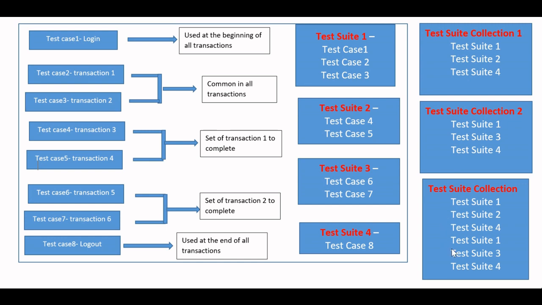You can also create one common test suite collection instead of these two collections by using the same test suite again. For example, here test suite collection contains test suite 1, test suite 2, test suite 4. Again, we have taken test suite 1, test suite 3 and test suite 4. So this will be the combination of both these, and it will execute these test suites sequentially and will complete the transactions.